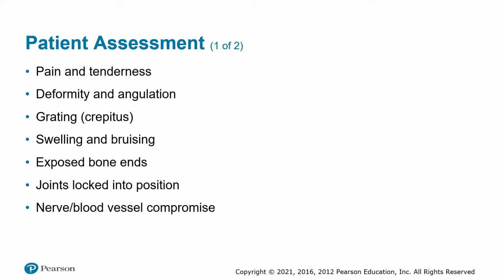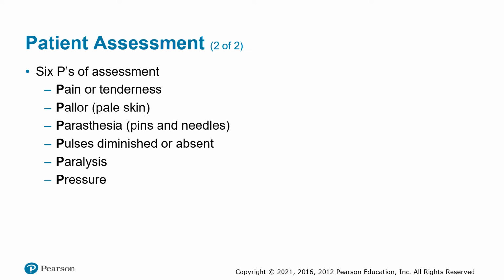They're going to have some pain and tenderness, deformity and angulation, maybe grating or crepitus. Crepitus is where we get the bone-on-bone rubbing sound. Doesn't sound very pretty. Exposed bone ends, swelling and bruising, joints locked into position, and then you can also have some nerve and blood vessel compromise.